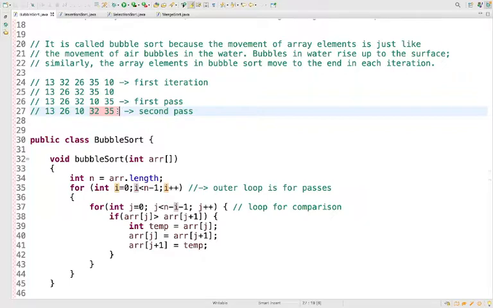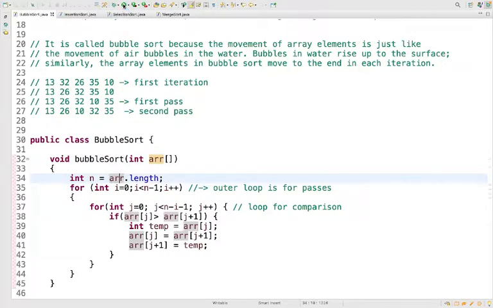That's the beauty of bubble sort: it's not repeatedly checking the sorted part again and again. It knows that this part is already sorted, so it just focuses on the unsorted part. So it is trying to reduce the repetitiveness that happens in the algorithm. Okay, let's run this.